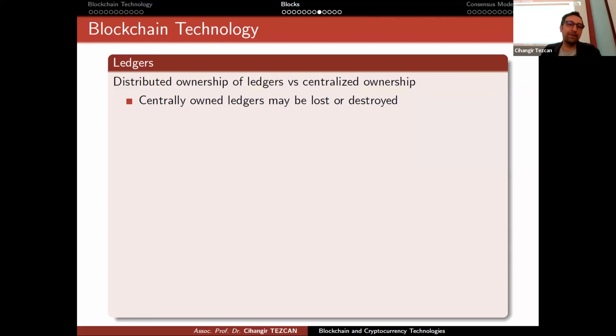Let's look at the cons of centrally owned ledgers. Centrally owned ledgers may be lost or destroyed.